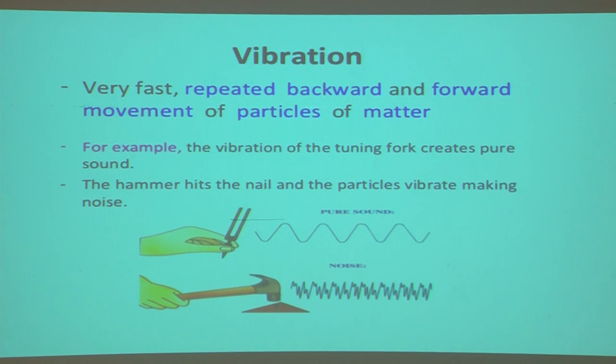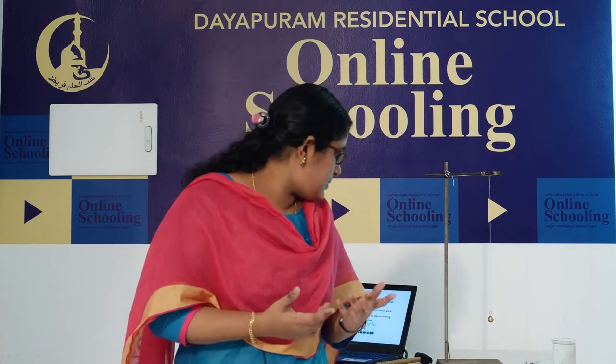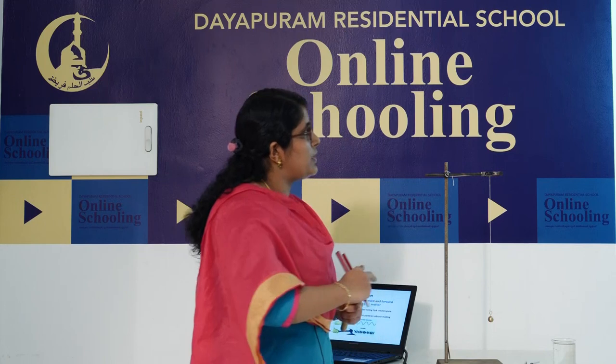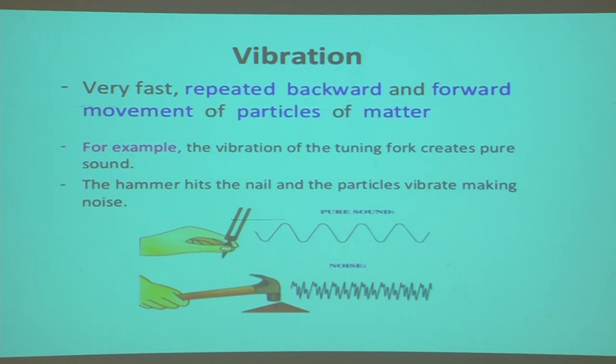Next, I'm going to define vibration. If somebody asks you what vibration is, you have to define it properly, right? So when I take the tuning fork and excite it, what is happening? It is repeated vibration. The repeated backward and forward movement of the particles of the medium is called vibration. When the tuning fork gets excited, these ends are vibrating, so it is repeated. Repeated forward and backward movement of the particles of the medium is actually a vibration. Can you follow? What is vibration? It is the repeated backward and forward movement of the particles of the medium.